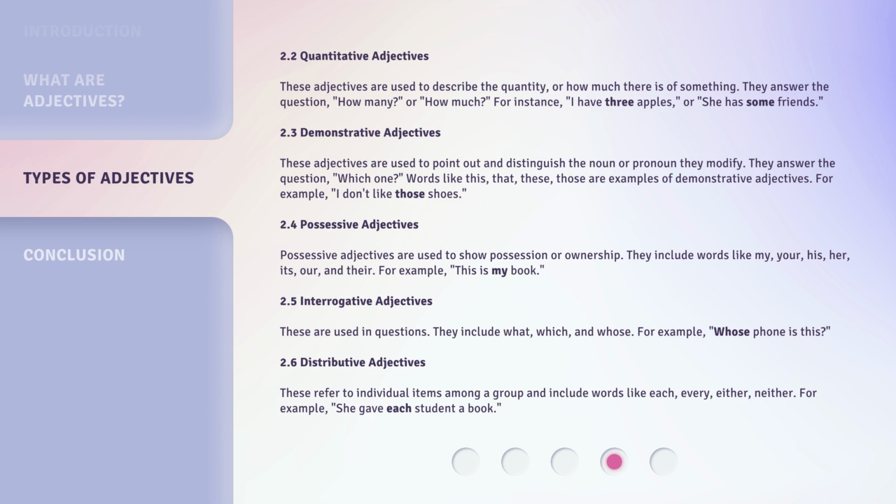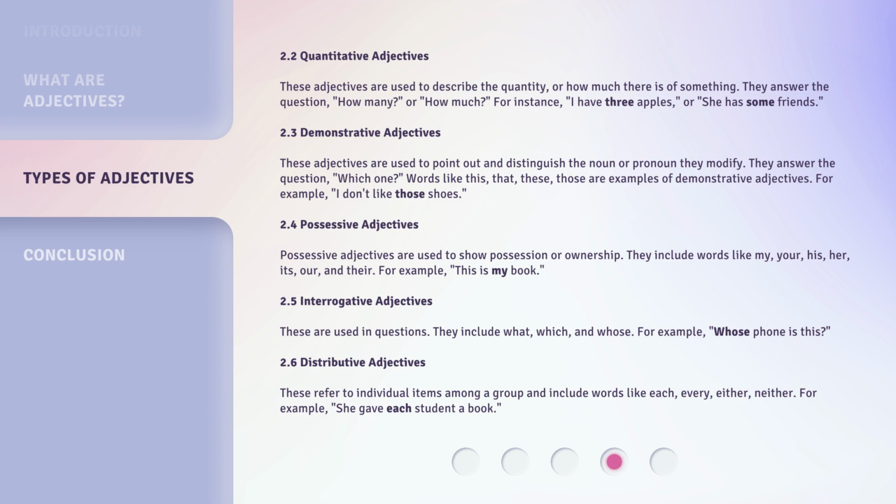2.3 Demonstrative adjectives. These adjectives are used to point out and distinguish the noun or pronoun they modify. They answer the question, which one? Words like this, that, these, those are examples of demonstrative adjectives. For example, I don't like those shoes.